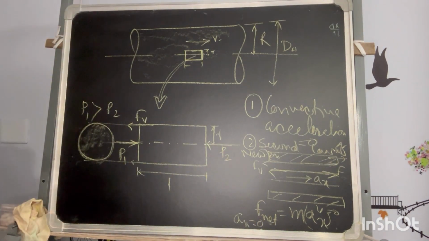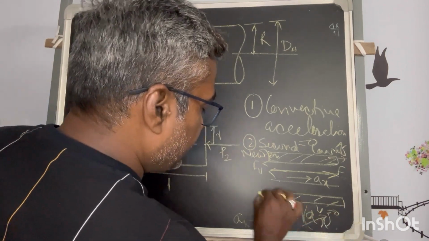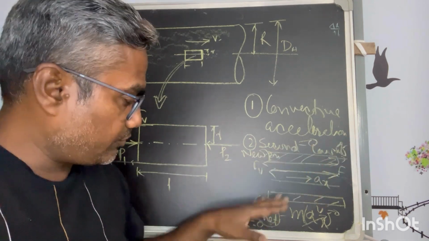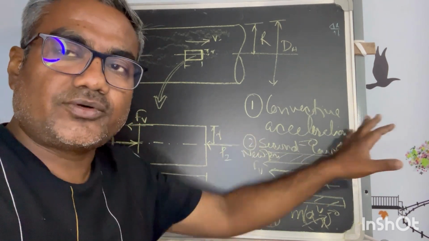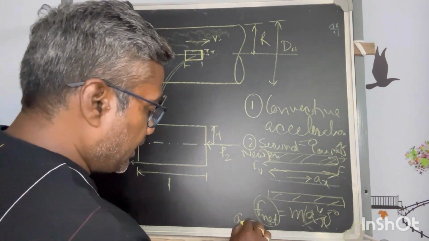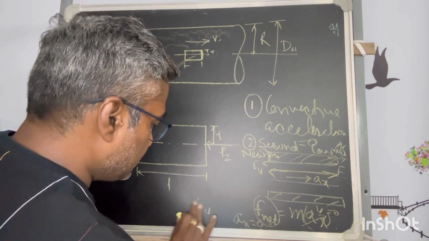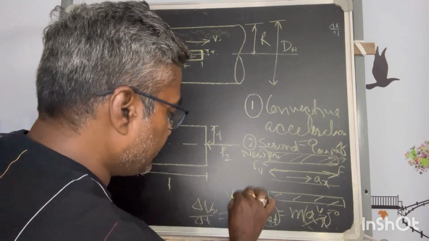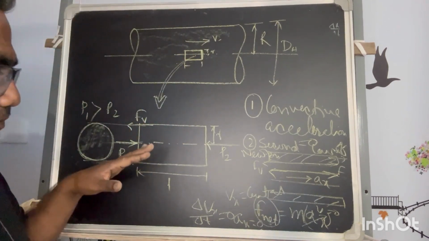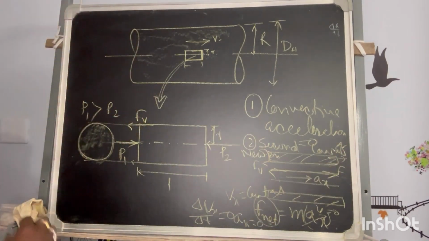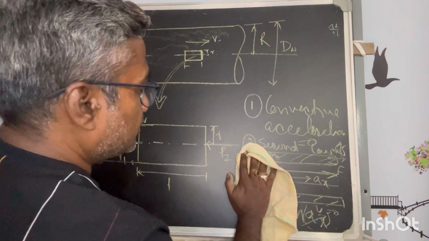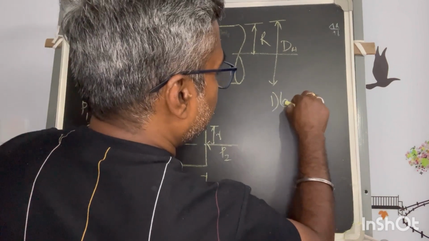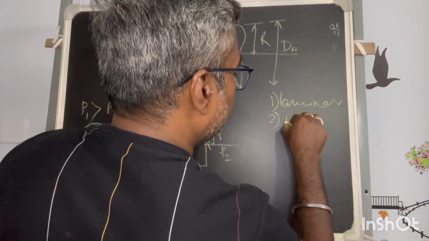So that means there is no net force acting between the layers. Whatever the force is, the velocity is uniformly maintained. There is no acceleration. As acceleration is 0, the change in velocity with respect to time along this axis is equal to 0. So that means Vx is constant. The velocity along the x-axis is constant. This is one assumption for this kind of flow: laminar flow, Newtonian fluid.